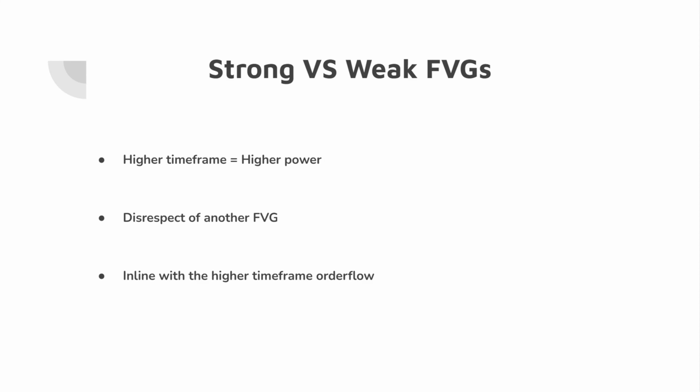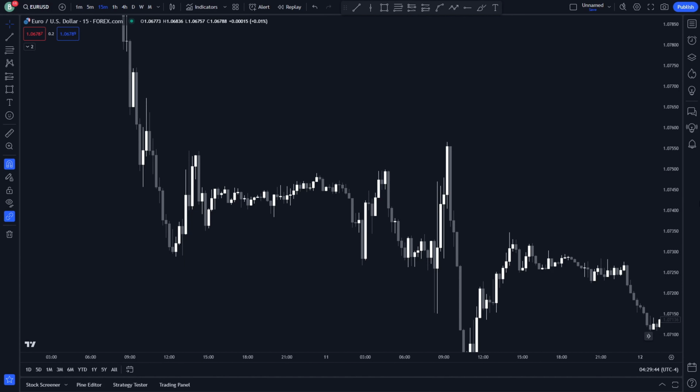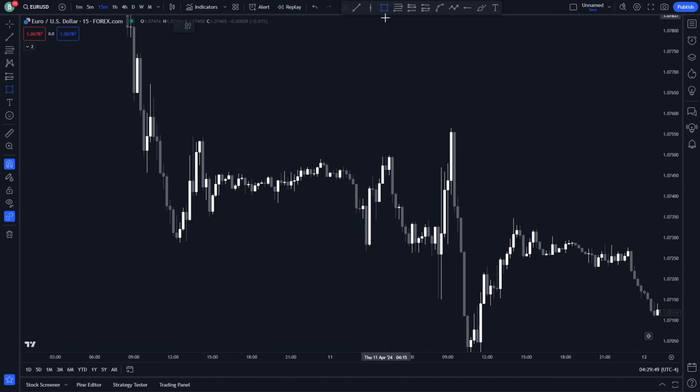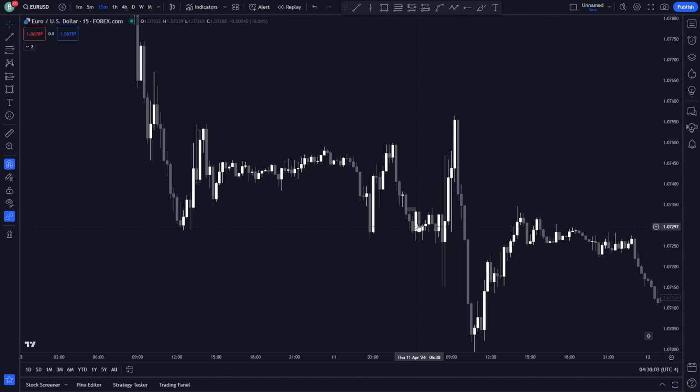And is the fair value gap here in line with the higher time frame order flow? Diving into the charts here on Euro US dollar, we can see that we have this 15-minute fair value gap right here. Let's start off with higher time frame equals higher power. What do I actually mean by that? We have this 15-minute fair value gap that we sting into, but we do not follow through lower, creating new fair value gaps. We actually come up higher again.